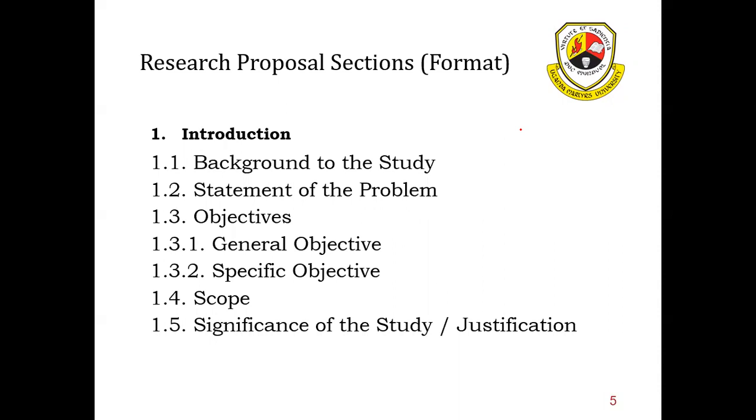So we are going to go through each section of a research proposal, starting with our introductory chapter, or chapter 1, which includes the background to the study, statement of the problem, objectives, or the one major objective, one general objective, and then specific objectives.